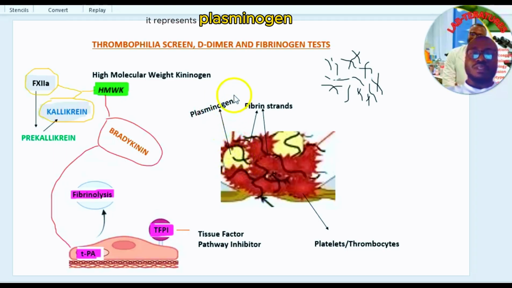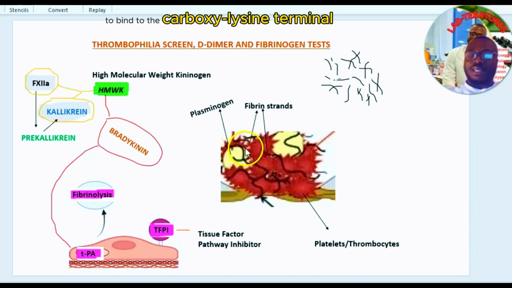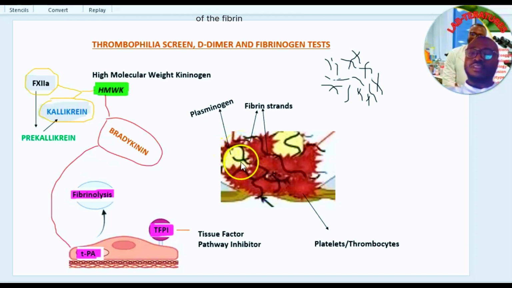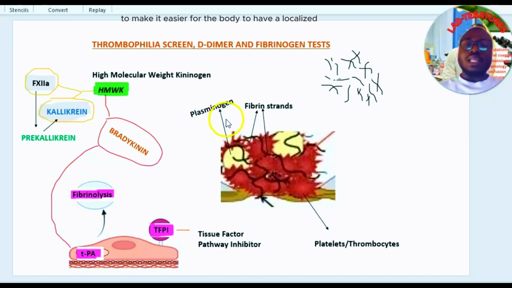Now you can see this white structure. It represents plasminogen. It doesn't really form a part of a clot, or it doesn't contribute to clot formation, but it is present in here to bind to the carboxyl-lysine terminal of the fibrin. So it is bound to the fibrin strands here on its lysine terminal. This plasminogen is present to make it easier for the body to have a localized clot dissolution or fibrinolysis in case this clot needs to be dissolved.